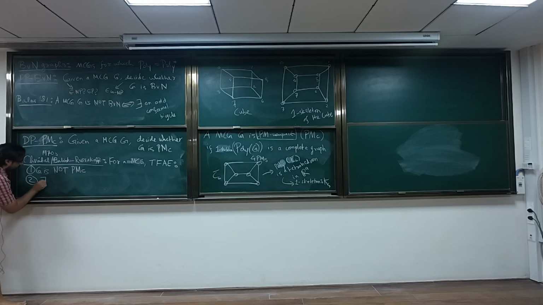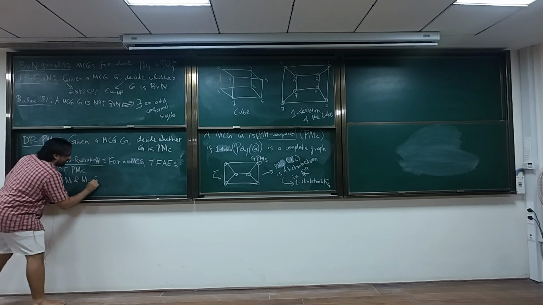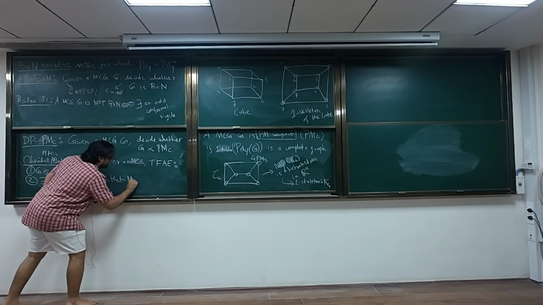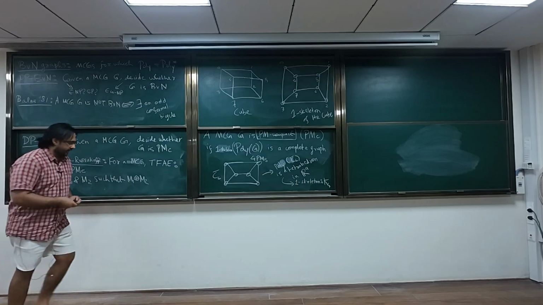There exist perfect matchings M1 and M2 such that M1 symmetric difference M2 has at least 2 cycles.